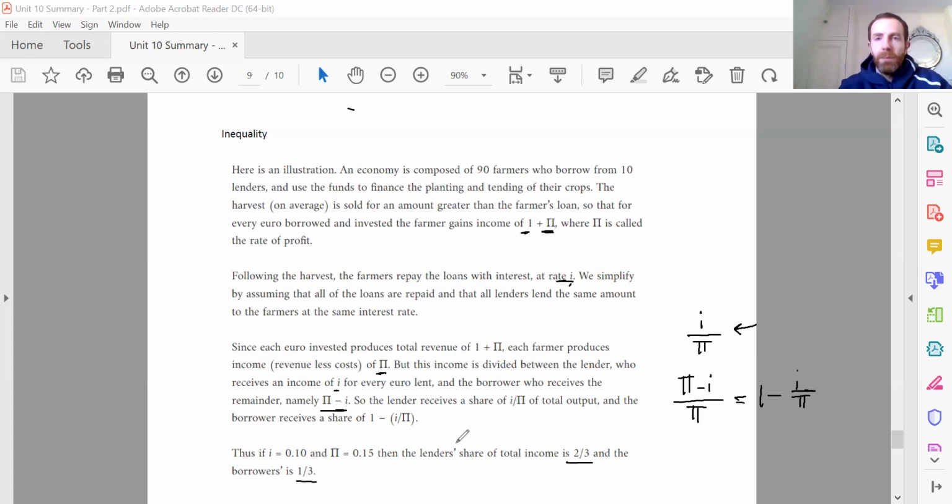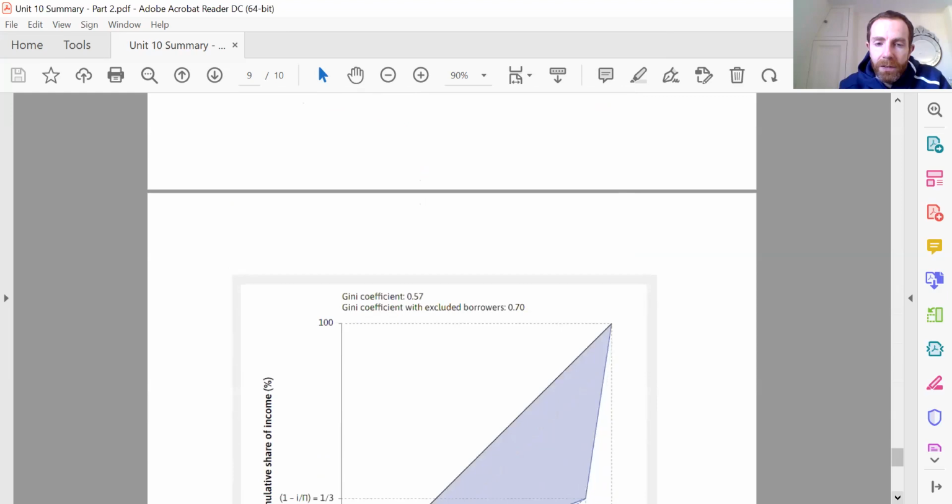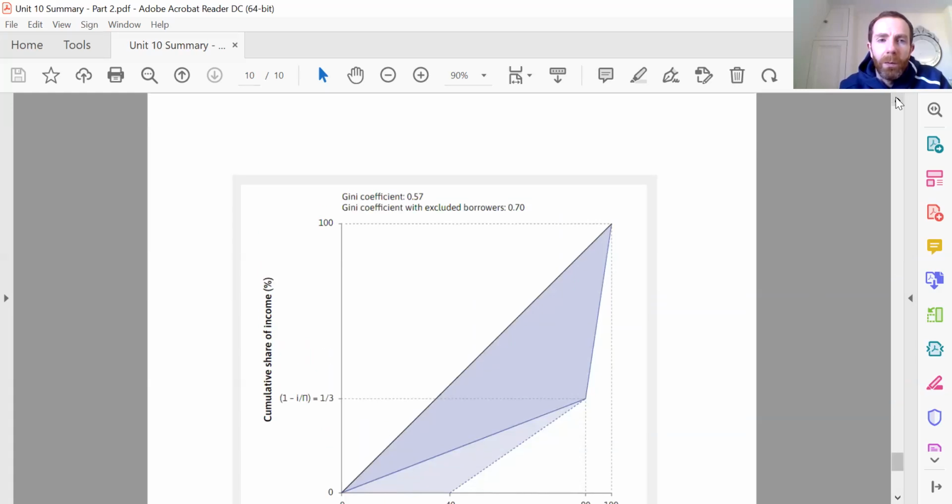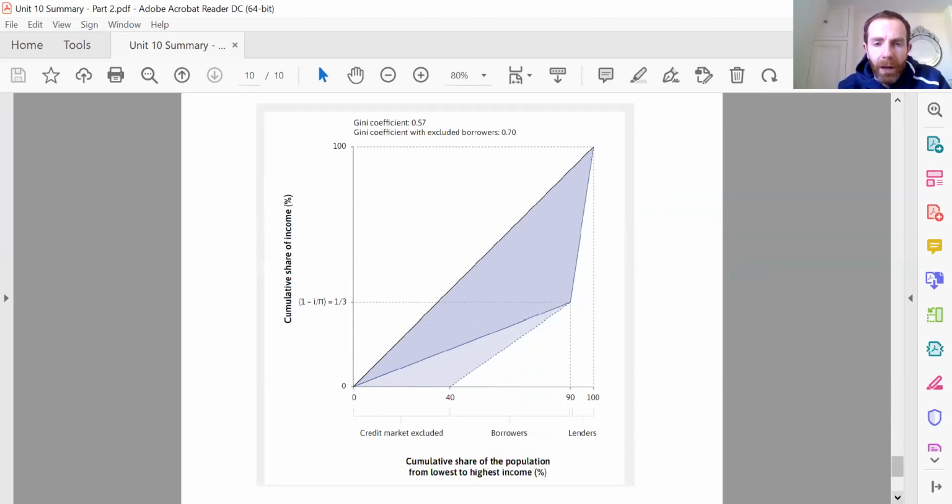So what is this going to mean in terms of inequality? What we now need to do is plot some Lorenz curves and work out some Gini coefficients. Now, I won't go through all the calculations, but we're going to look at the impact of some of those borrowers being credit constrained. I'm just zooming out so we can see the whole diagram. So what we initially look at is a situation where all the farmers can borrow, represented by this blue line here. The 0th person to the 90th person are all the borrowers, the farmers. And as we saw, they get to keep 1/3 of the total income. That's that line there. And then those lenders, those final 10 people, are keeping the remaining 2/3.